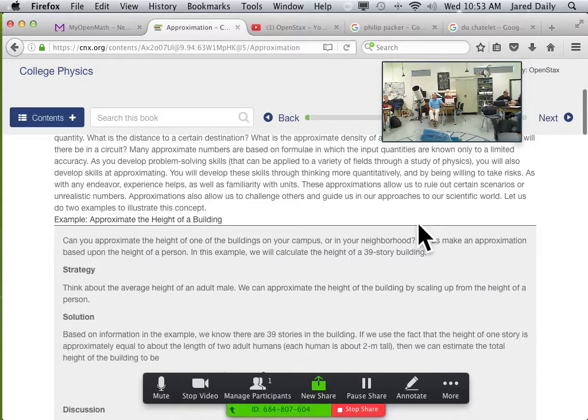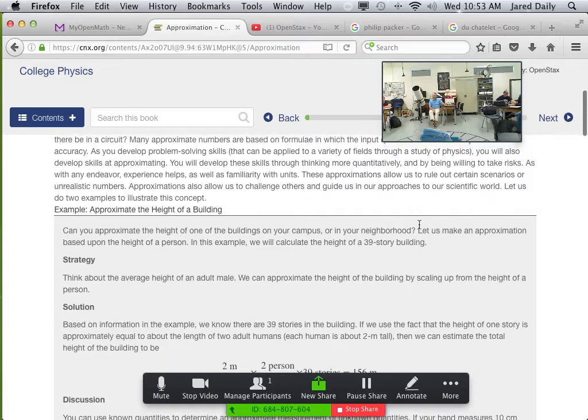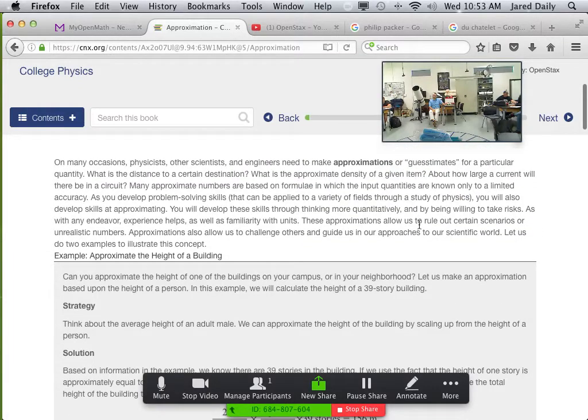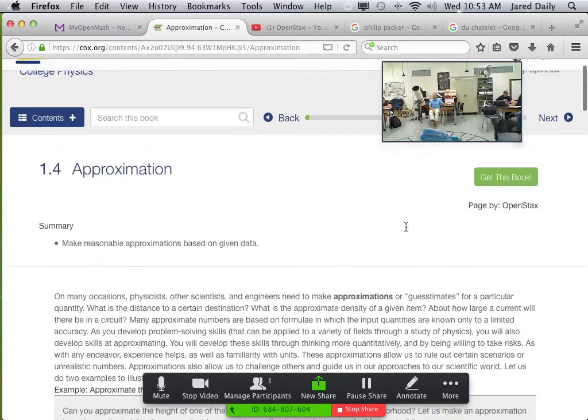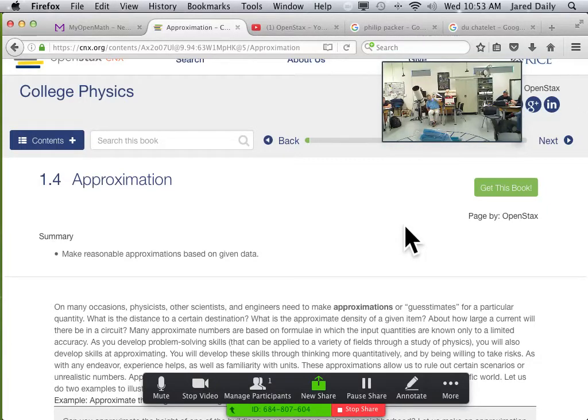And they all kind of even out in the end and give you an approximate answer. So here's a great example. Can you approximate the height of one building on your campus or in your neighborhood? Let's approximate the height of the Empire State Building. Most famous building in the United States by far, right? How many stories is the Empire State Building? It's like 100 stories or something. I think there's 103 floors. Is that right? Let's look at it.